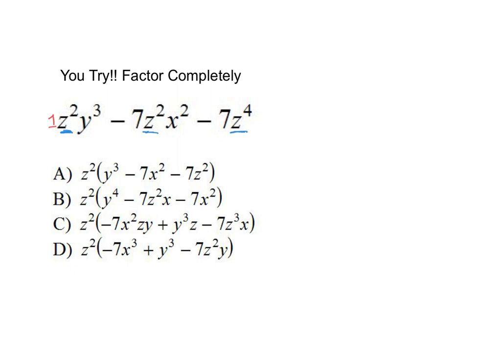And I notice that all of my options have z squared. So I'm just going to see what's left over when I take out a z squared. So when I take out a z squared, I'm left with y to the 3rd power. I'm left with negative 7 x to the 2nd power. And I'm left with negative 7 z to the 2nd power. And I want to make sure that I choose the correct answer. So the correct answer would be A.